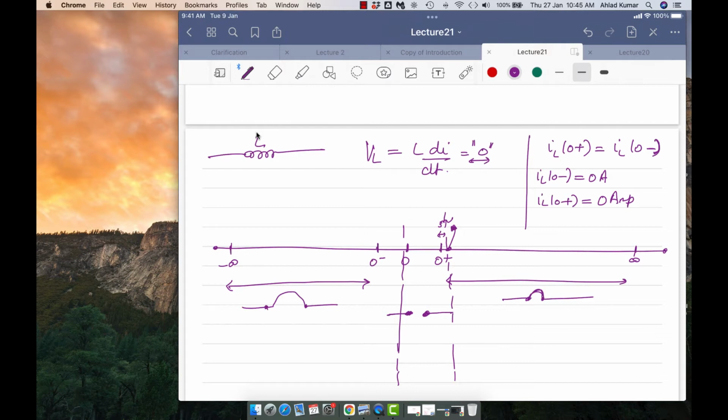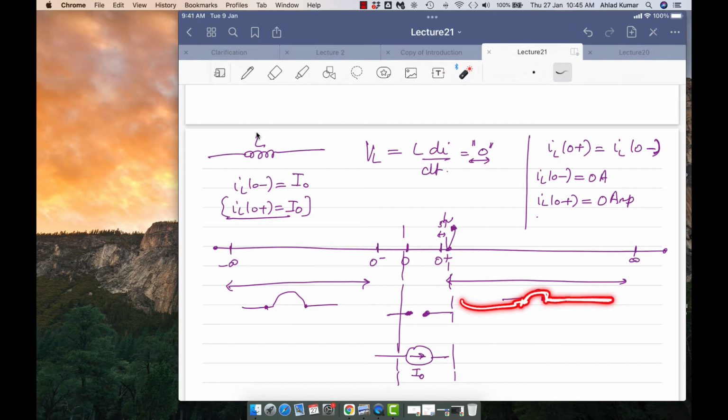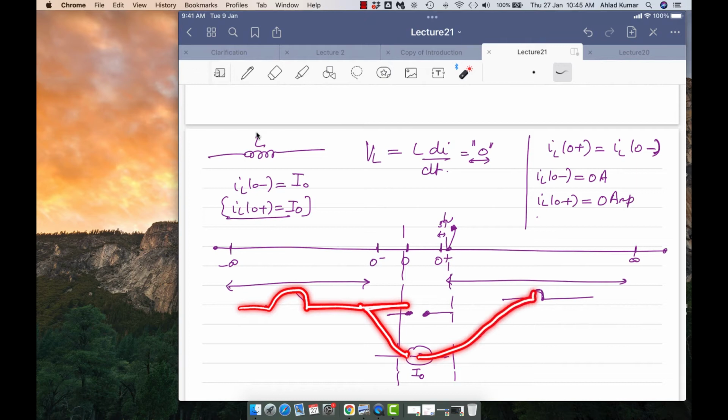And how about if you have an initial current in the inductor? If IL at 0 minus is, let us say, I0, then IL at 0 plus will also be I0, right? So it will be replaced by a current source of value I0. Note that these values, the open circuit and this one, will die down, because after 5 tau seconds it will not remain a current source. It will die down and go to 0, and it will short after a while. So you can see how inductors go from short to either open or a current source, and then again become short.